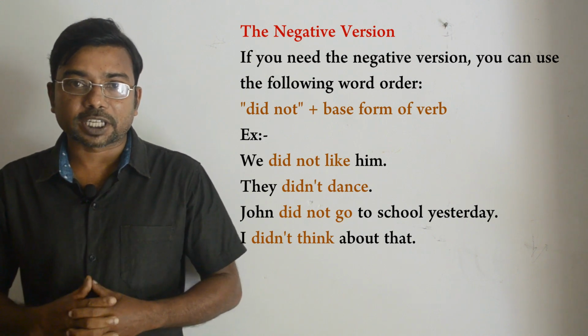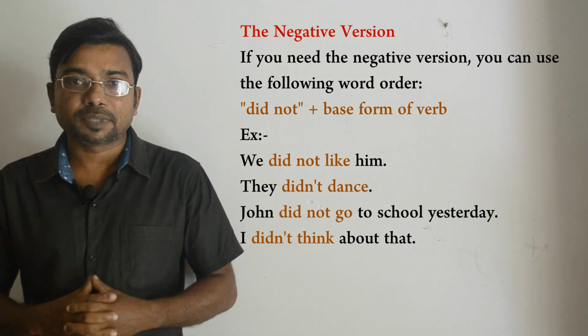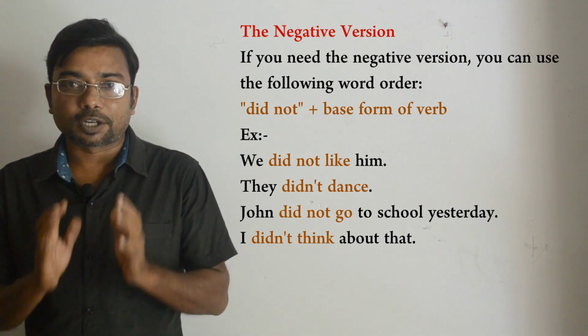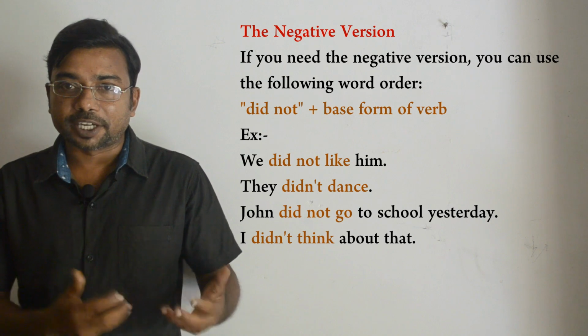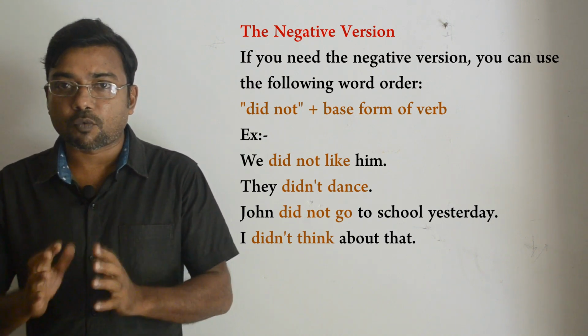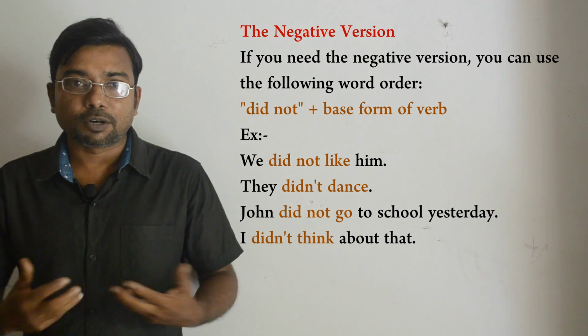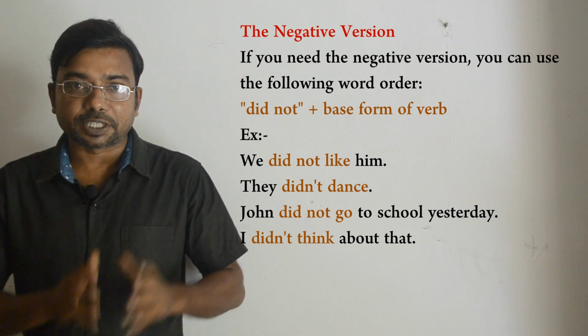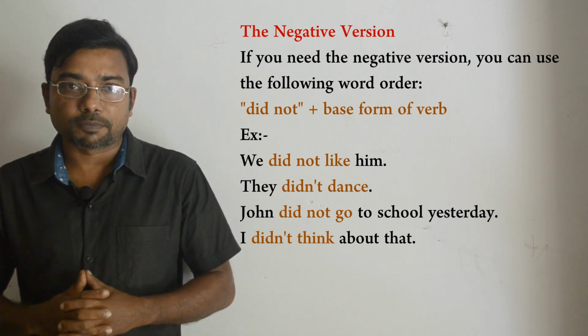Okay, go through the second example. They didn't dance. Here we have contracted did not into didn't. Here also we use didn't between subject and verb base form dance. Look at the next one. John didn't go to school yesterday. Here also we use didn't between subject and verb base form go.